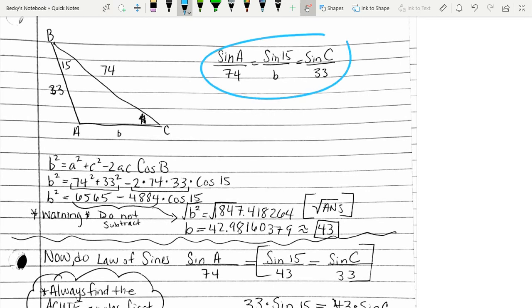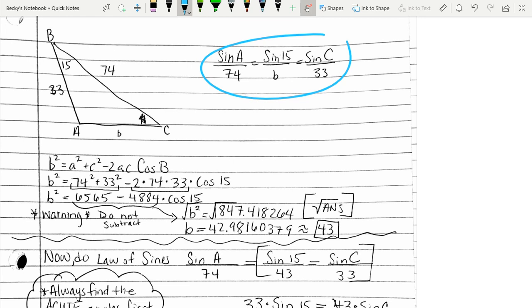The directions said to find all the missing sides and angles. Again, if it's not a right triangle, I always start with law of sines. So I wrote it all out right here. The problem is I have angles and sides missing. I have something missing on every ratio, so I'm not able to cross multiply and solve. That's why we have to go to law of cosines, so we can find one more piece, plug it into law of sines, and then get law of sines to work.